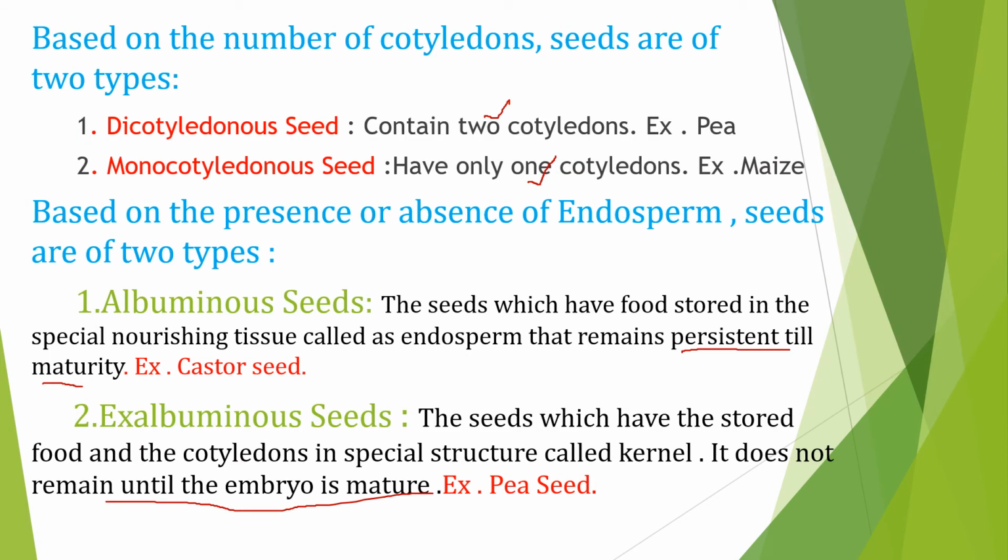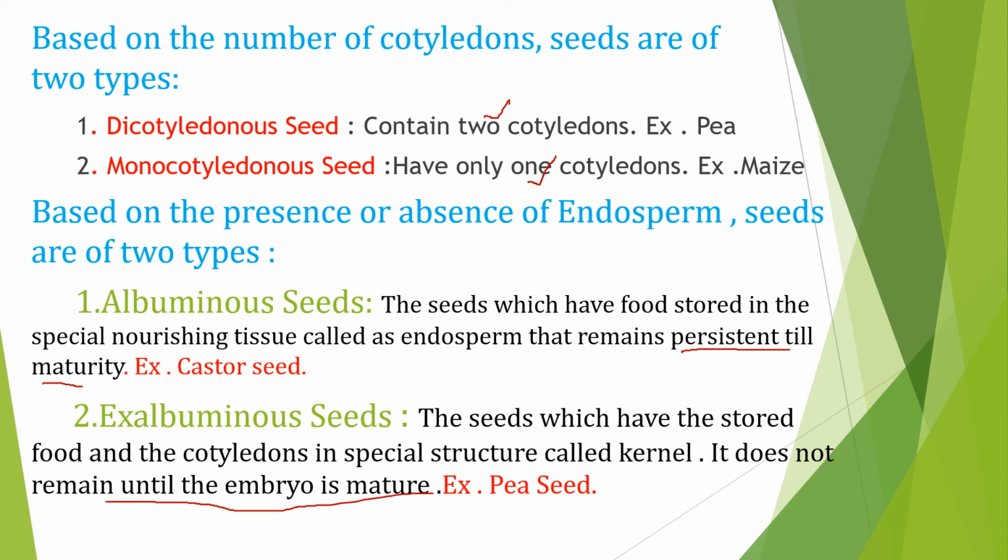Based on the number of cotyledons, seeds are of two types. They are dicotyledonous seeds and monocotyledonous seeds. The dicot seeds contain two cotyledons, for example in the case of pea. Now the monocot seeds have only one cotyledon, as in the case of maize.